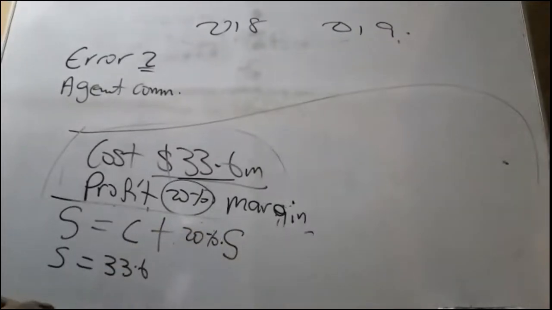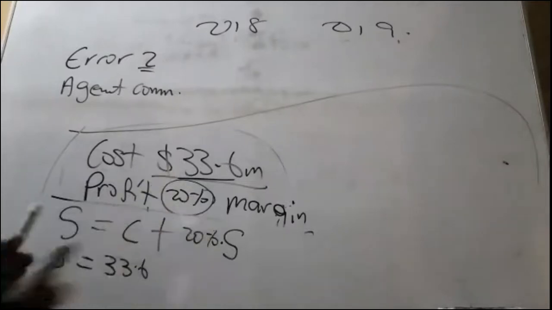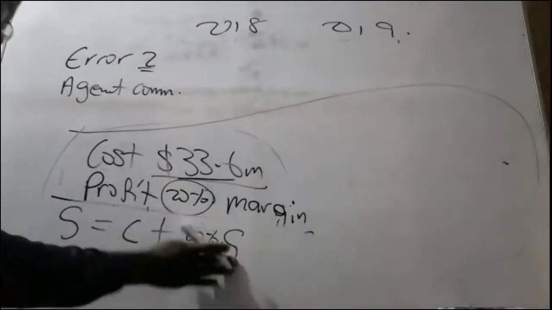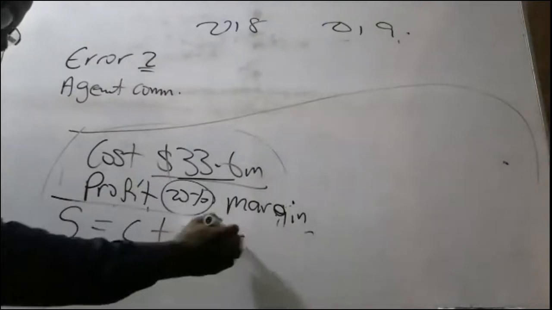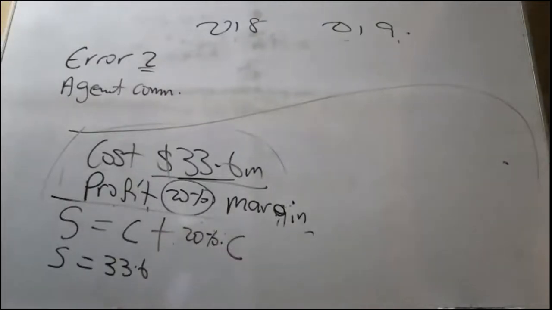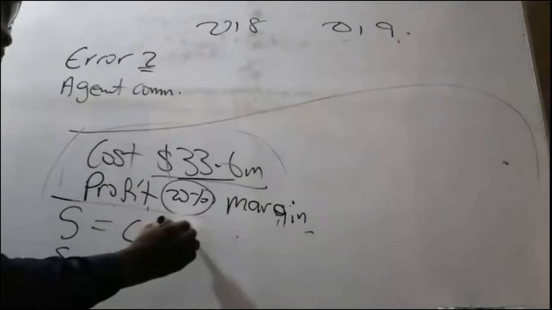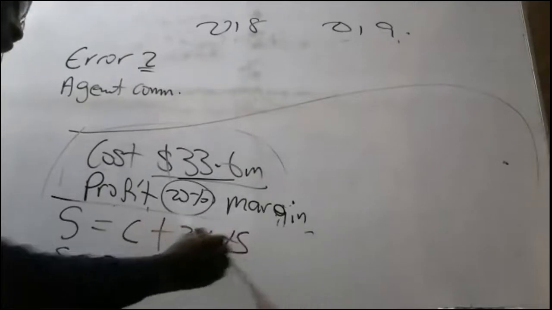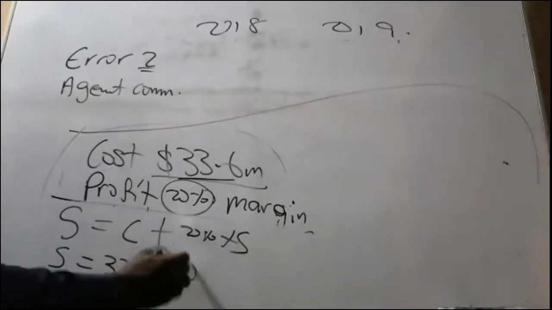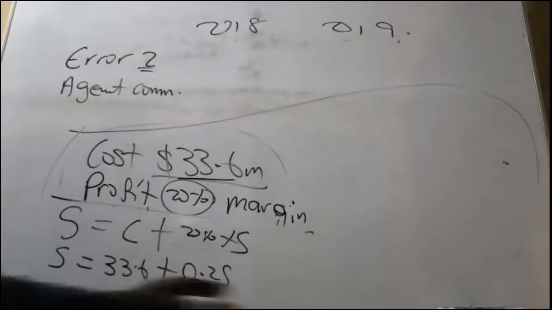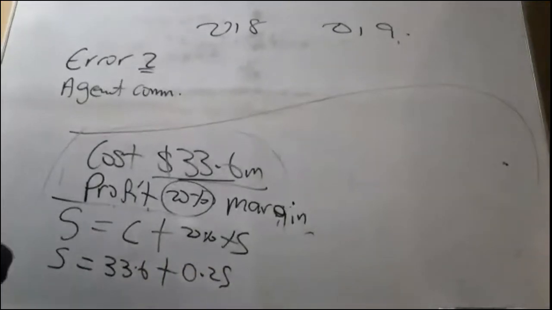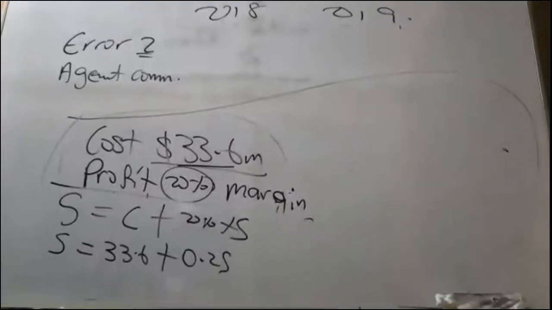That is all. How we get it? 20% times S. That is all. If I'm using markup, it will be 20% times what? Cost. That is all. So here will be 20% times the S. So it will be plus 0.2S. Make S the subject, elementary. So let's solve it together and see the answer.